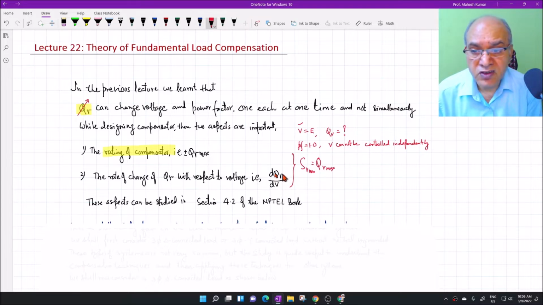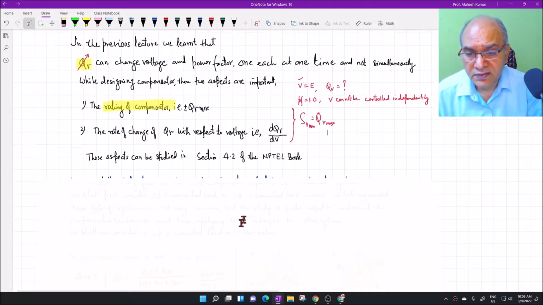So the rate of change of the compensator reactive power with respect to the change in the voltage, and also its maximum capacity. These points are discussed in section 4.2 of the NPTEL book. Please go through it. There is one example I am not discussing here. It is a simple example so you can understand by yourself.